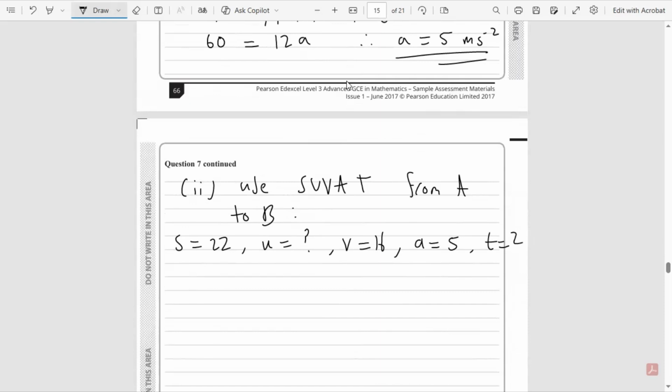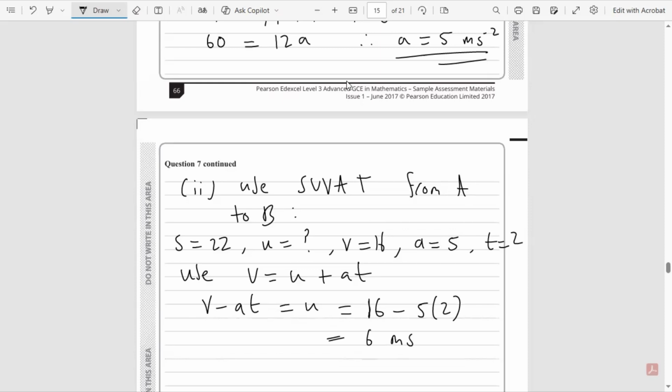So basically, we can just pick our favorite SUVAT equation here. I'm going to use probably the easiest one. So use V equals U plus AT. Because we're looking for U, I'm just going to take away the AT to the left side. So V minus AT equals U. So therefore, that means that U is equal to V, which is 16, and then minus 5 times 2. So 16 take away 10 is 6. So the initial speed is 6 meters per second.